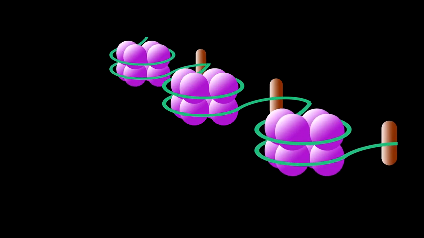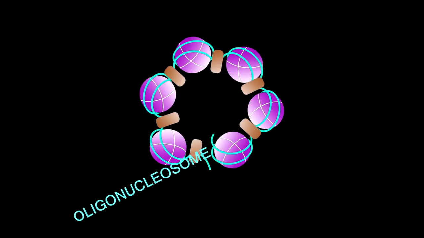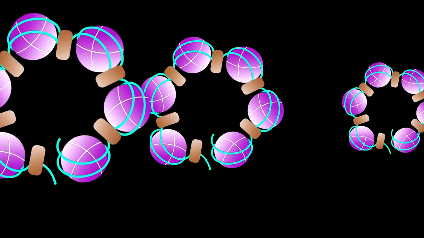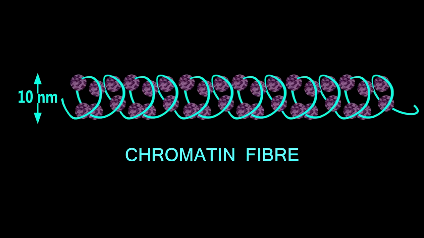Some nucleosomes are linked by linker DNAs and make an oligonucleosome. This linker DNA is also called spacer DNA. Some oligonucleosomes make a chromatin fiber of 10 nanometer width. H1 proteins are located towards the center of the oligonucleosome. For this region, interaction of H1 proteins occurs.